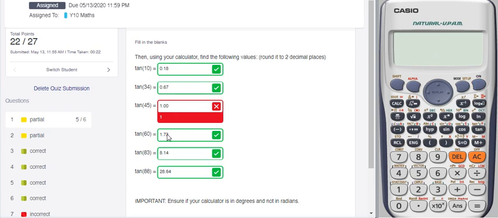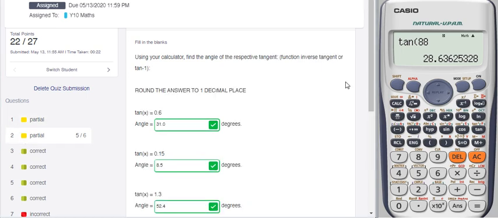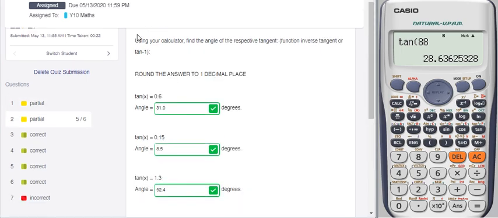Tangent of 83 is equal to 8.14, and tangent of 88 is equal to 28.64. Right? Let's go. Next question. Now it's going to be the opposite. Using your calculators, find the angle of the respective tangent. Function inverse tangent, or tangent to the power of -1.